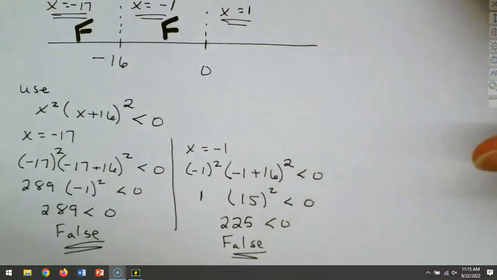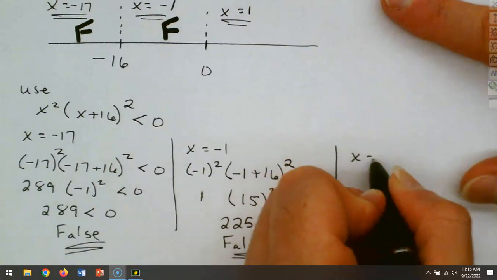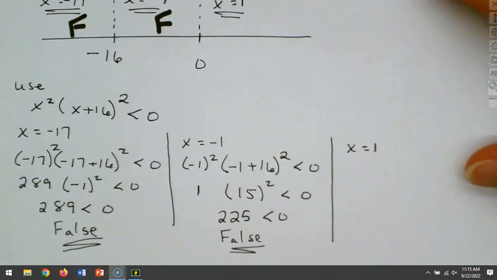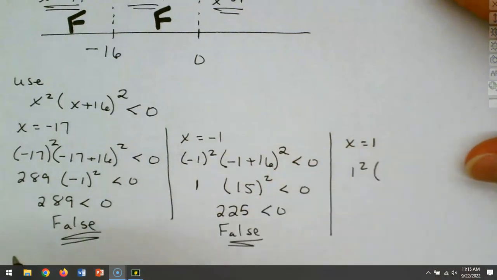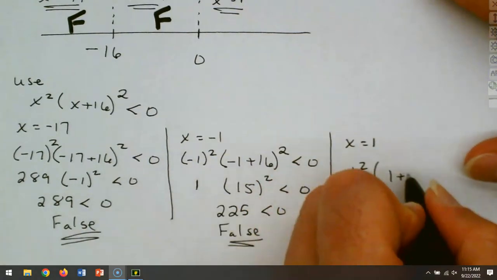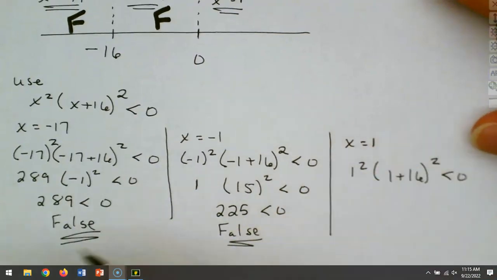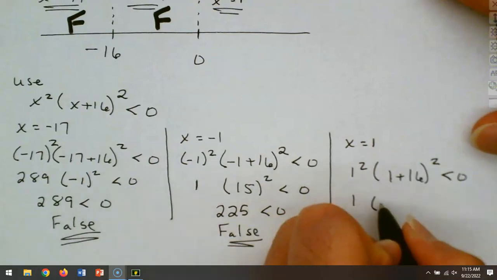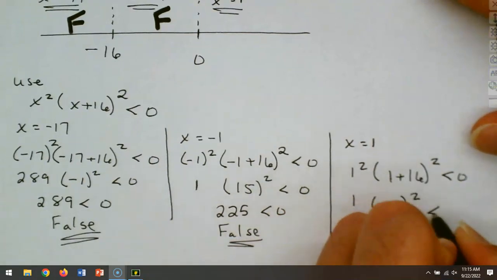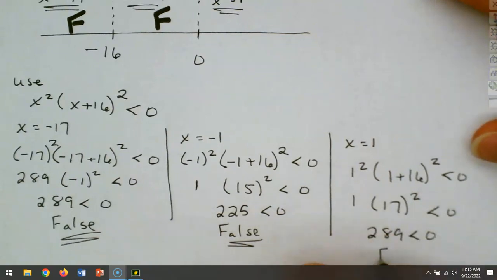And what about the last one? Okay, it's also going to be false, but let's see why. If I plug that 1 in, I get 1 squared plus 1 times 16 squared. It's supposed to be smaller than 0. So 1 squared is 1. 1 plus 16 is 17. And we know that 17 squared is 289. And that also is false.